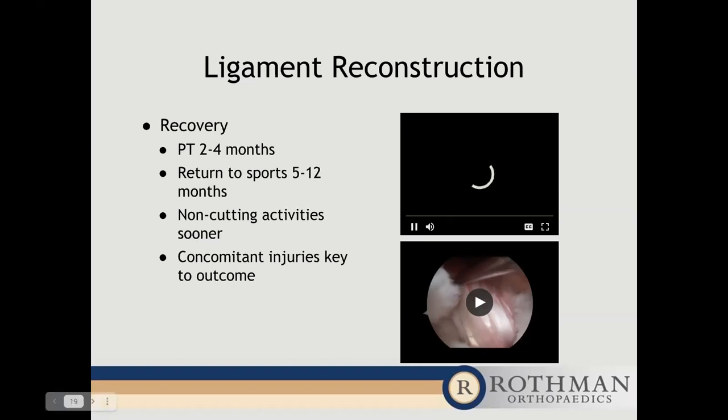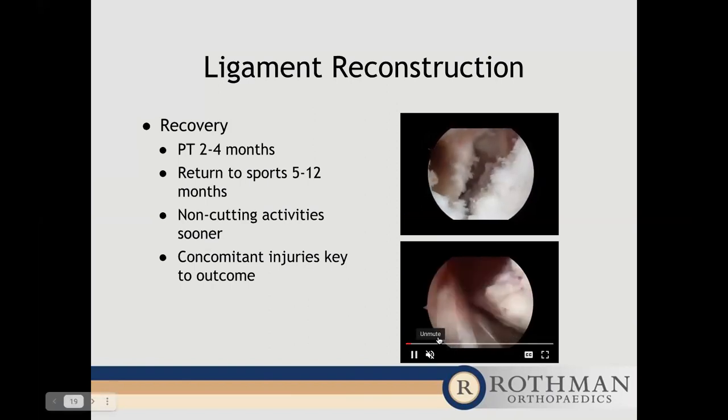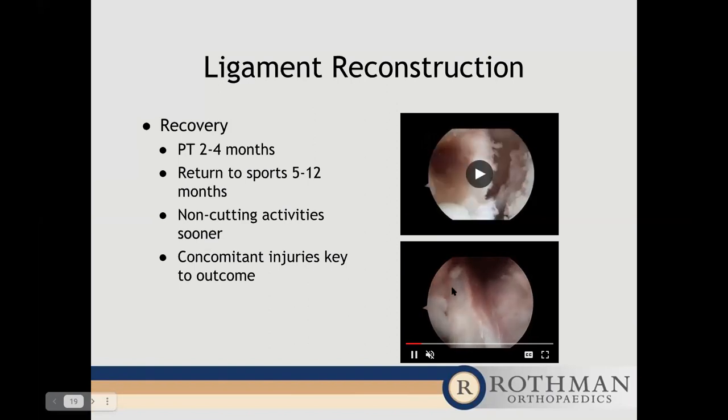So this is what an ACL looks like. These are the tunnels we make in the femur and the tunnel in the tibia. And then we take our graft and pass it across those tunnels. And this is what our graft looks like here after we fixate it in place. Nice tension, and that's recreating an ACL. And then your body will take that graft and make a new ligament out of it. We also will address meniscus tears, which occur in about 75% of ACL tears.